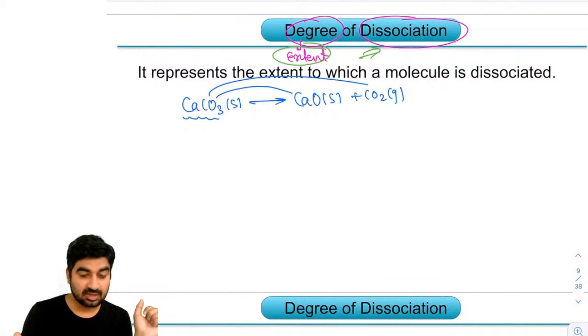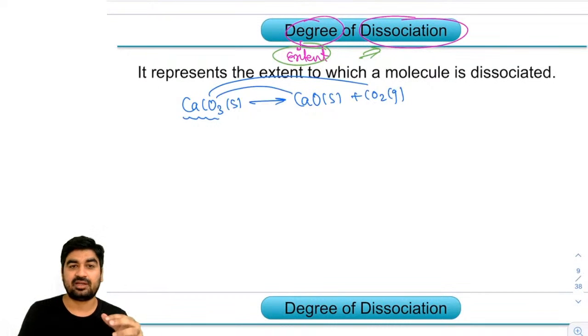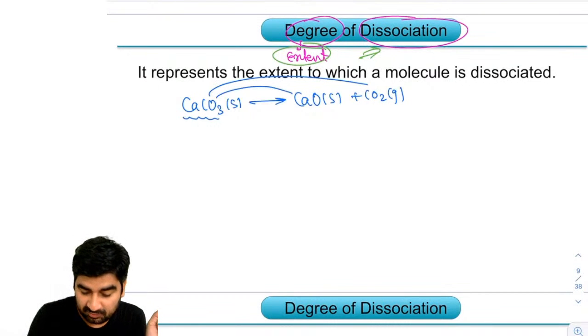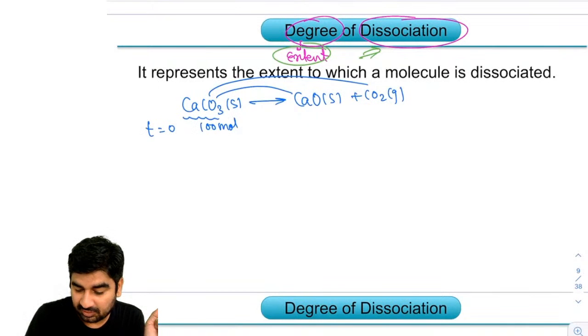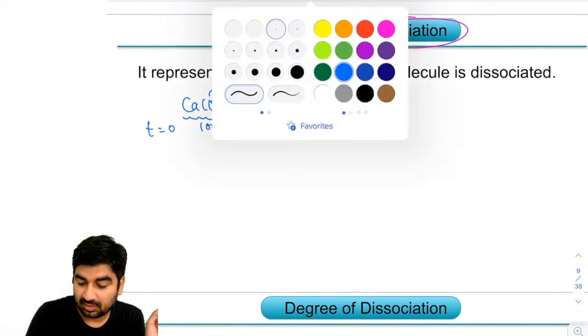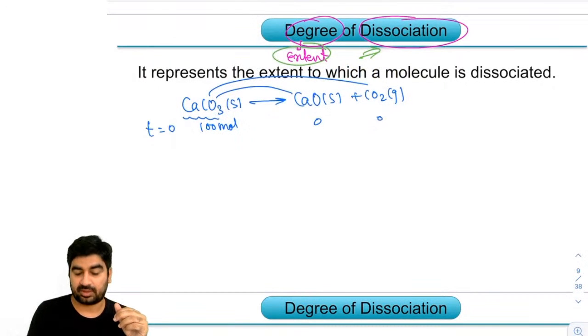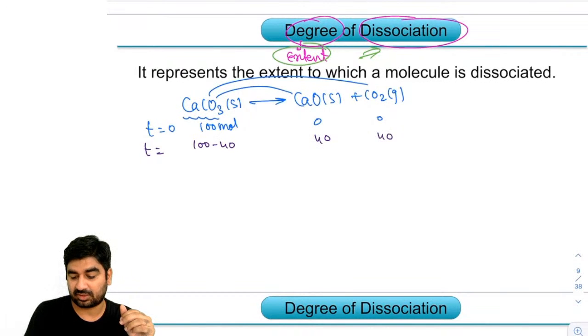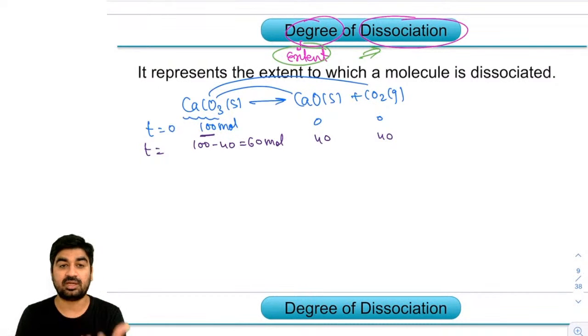So when I'm talking about degree, degree means extent. Suppose you have taken 100 moles. Initially it was 0, and after some time, suppose 40 moles reacted. So this will be 40, this will be 40, and 60 moles will be left, guys. So out of 100, 40 moles or 40% has been dissociated.